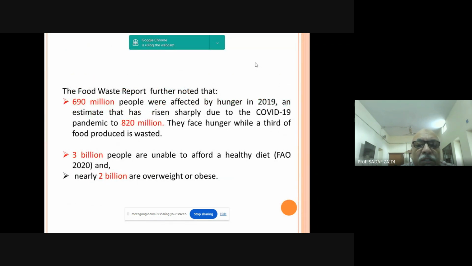Then this food waste report says further that 690 million people were affected by hunger in 2019 when this report was made, and the data for which it was taken, and this estimate has risen sharply, and now it stands at around 820 million, I think. And these people, they are facing hunger.